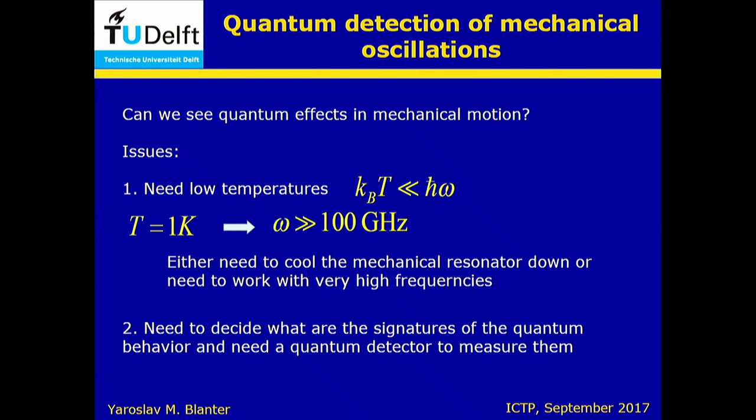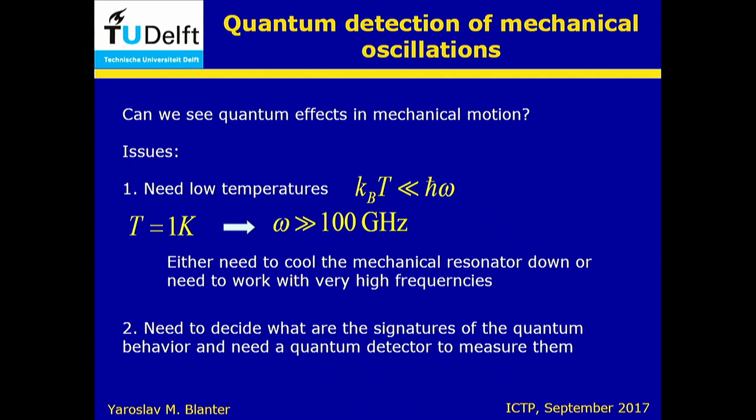And another direction is to cool this mechanical mode. I will not be talking about cooling. There will be enough people at this school talking about cooling. I don't think I can add anything, but we should always keep in mind that this is an option. So there are only two options. Either you work at high mechanical frequencies, or you cool down the system. If you don't do any of that, then you're not quantum.